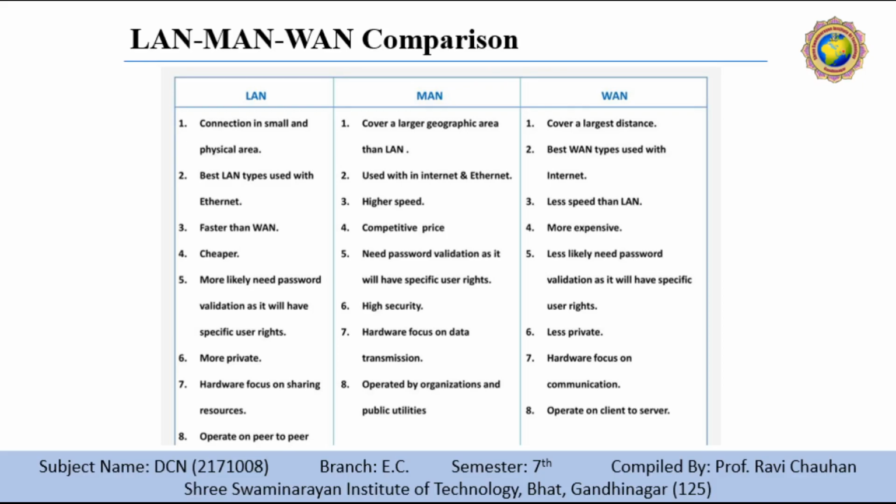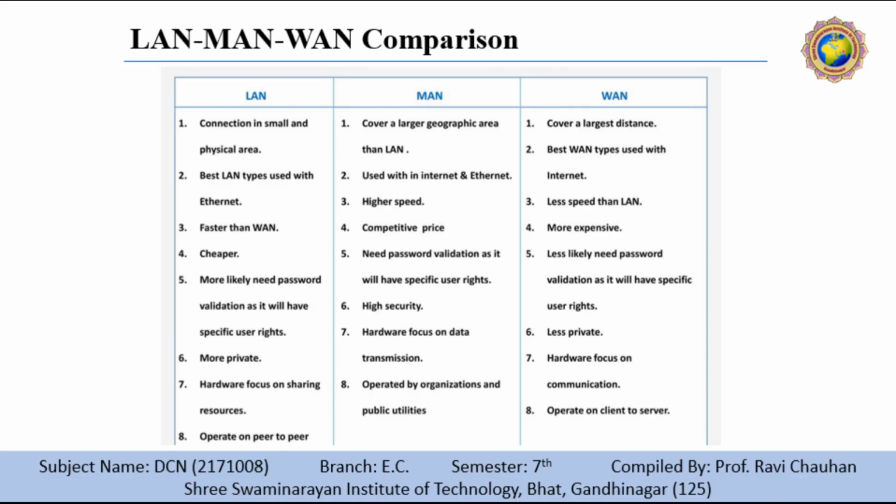The second difference is the best LAN type used with Ethernet. Ethernet is used mainly in a LAN. In a MAN, it is used with the internet and Ethernet. In a WAN, it is used with the internet. Third, a LAN is faster than a WAN. A MAN has a higher speed, and a WAN has less speed than a LAN. Fourth difference, a LAN is cheaper, whereas a MAN is at a competitive price, and a WAN is more expensive.